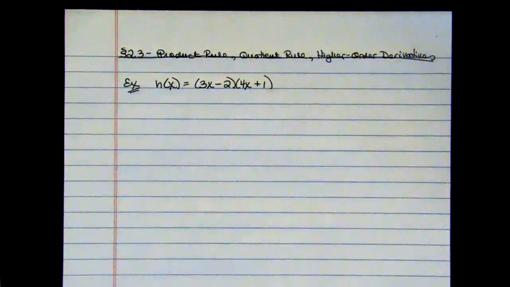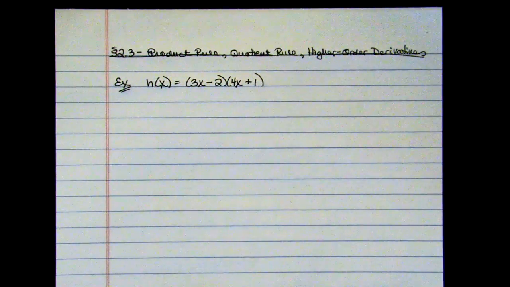So now we're going to move into section 2.3, and we're going to talk about the product rule for derivatives, the quotient rule for derivatives, and then these things called higher order derivatives. And this is probably going to take us about 2 days to get through all the pieces of this section. We're going to start by dealing with this product rule.